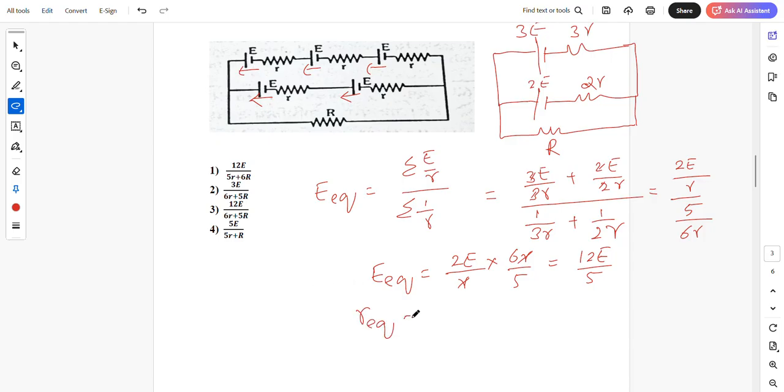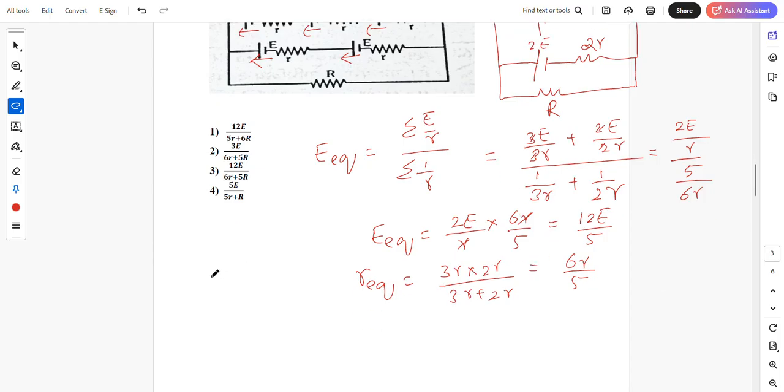And how to calculate R equivalent? These two resistances are in parallel. Therefore, 3R into 2R divided by 3R plus 2R. That is equal to 6R by 5, right? You are going to get 6R by 5. Now, how to proceed with this one? Now, you write on the circuit.